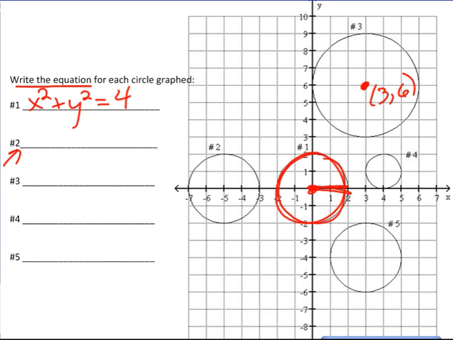3, 6. Remember, when you're writing the equation and it's in the parentheses, it has to be opposite. The opposite of positive 3 is negative 3. The opposite of positive 6 is negative 6. And also, the x has to go with the x, the y has to go with the y. So make sure you remember that. Find the radius. It looks like it is 1, 2, 3 units. Square the 3 and I get 9.